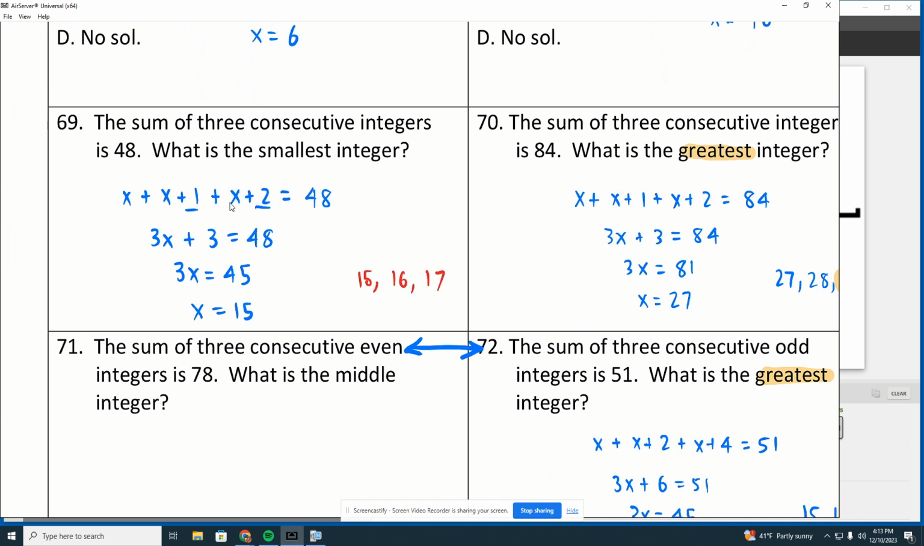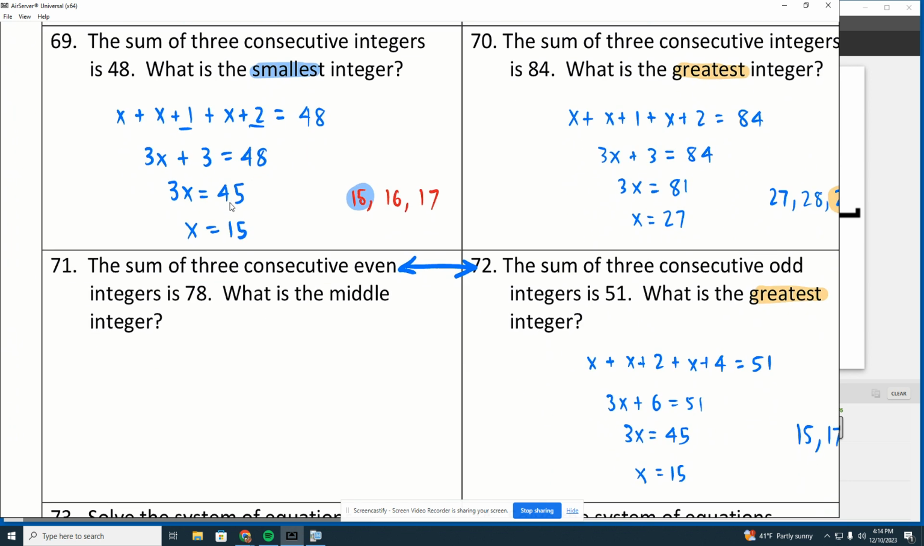So let's just make sure we answer the question. They ask, hey, which one's the smallest? Well, in this case, that's 15. So in the multiple choice test, they're going to say just that. So make sure you check that and make sure you're answering the correct question, okay?